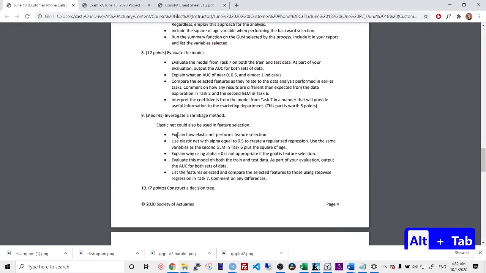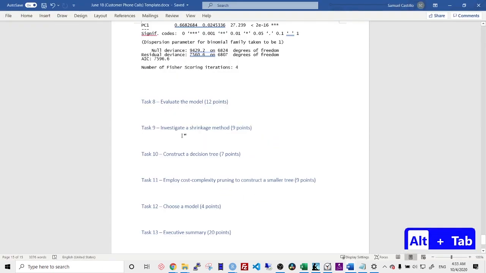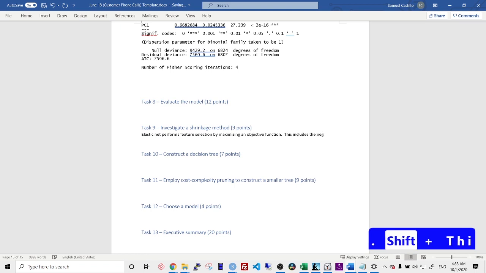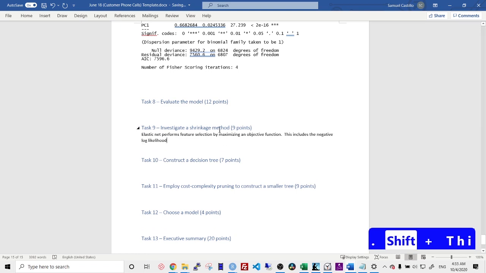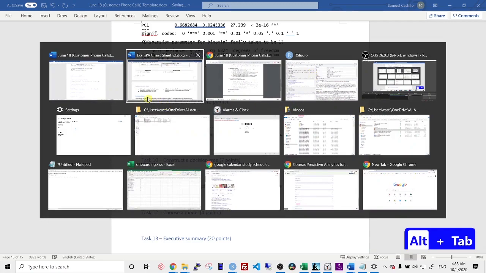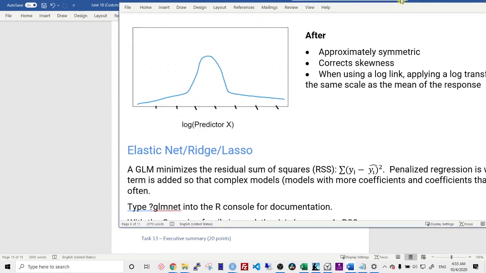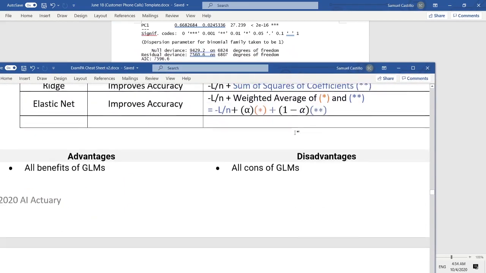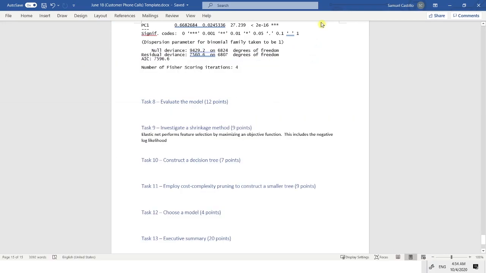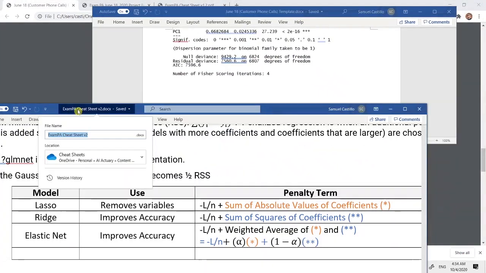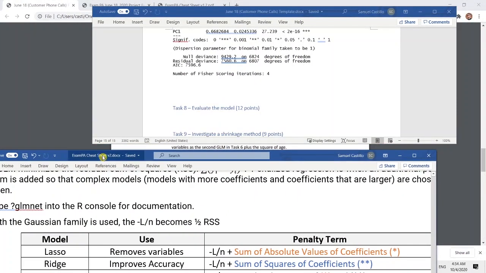So this first bullet asks to explain how ElasticNet performs feature selection. It's just asking for a statistical explanation. So ElasticNet performs feature selection by maximizing an objective function. This includes the negative log likelihood. So guys, what I'm really just doing is looking at this formula here and rewriting it in words. There's really nothing else that I need to do.